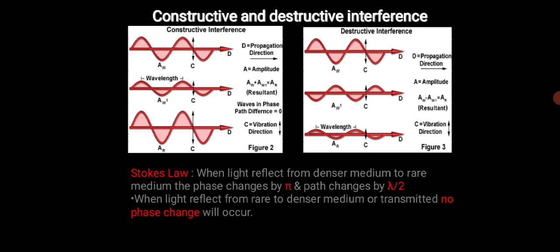Okay. Then Stokes law. What is Stokes law? When light reflects from denser medium to rare medium, there is phase change of pi or path difference of lambda by 2 will be added or subtracted. For example, if your notebook which contains the alphabets is kept in front of the mirror, the alphabets will get reversed. You will observe the reverse alphabets. That is because of the Stokes law. Okay. When light is reflected from rare to denser medium or transmitted, there will be no phase change. This is about the Stokes law, and then we will see the calculations for Stokes law.